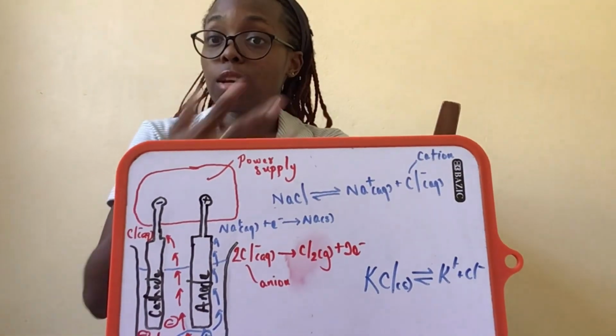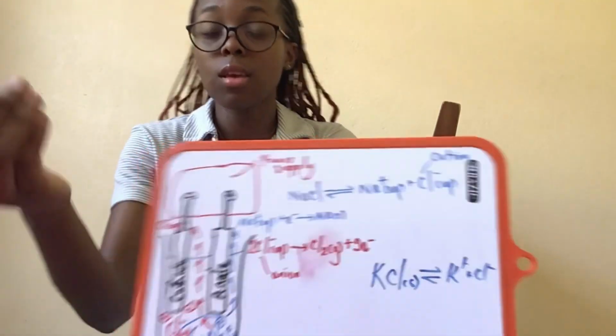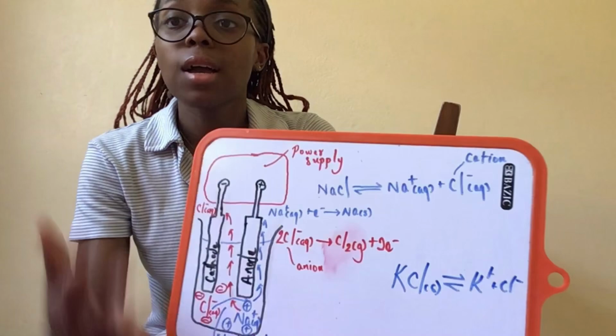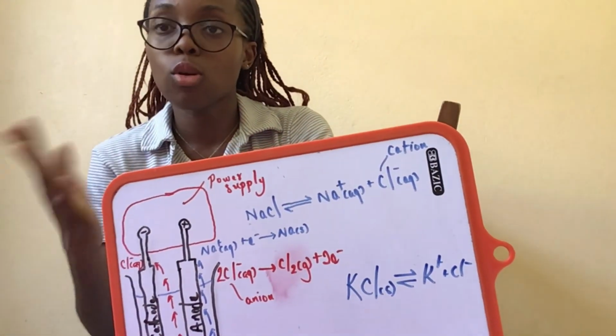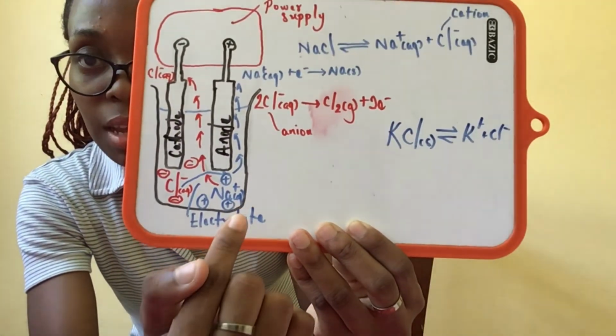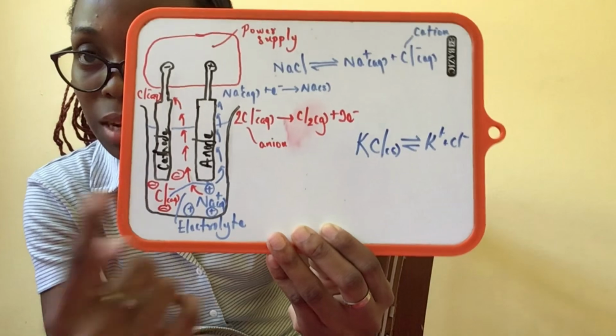So remember, in electrolysis we're breaking down an ionic compound. So it contains, for the example of sodium chloride, the electrolyte solution would contain positive sodium ions and negative chloride ions. So if you see here, there's Na+, plus, there's also Cl-, minus. Very, very basic, very, very simple.